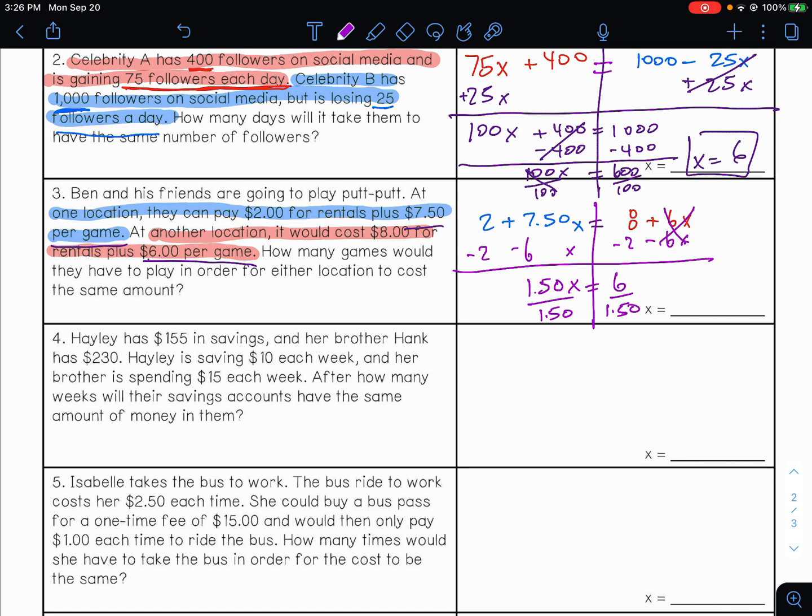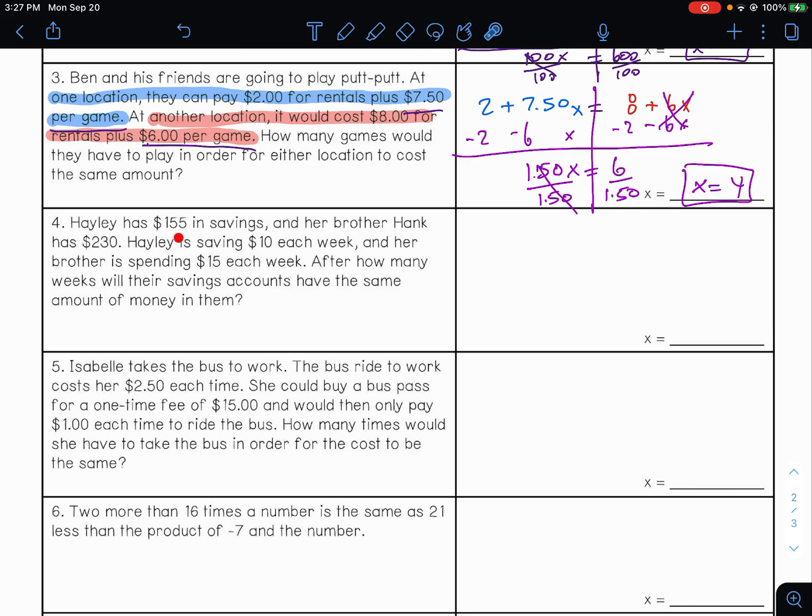6 divided by 1.5, let's see, off the top of my head, why am I having the hardest time? I believe that is 1, 2, 3, 4. I believe that's 4 off the top of my head. Yeah, that is 4. So after 4 games, the cost is going to be the same for both places. All right, let's try number 4.